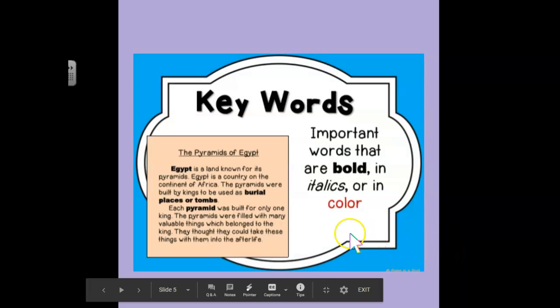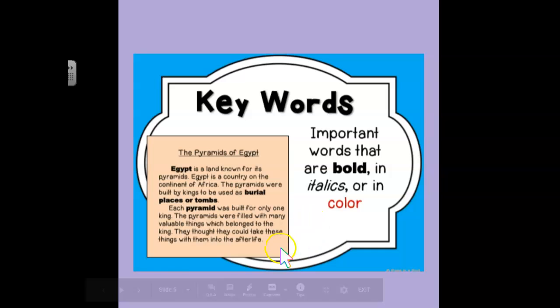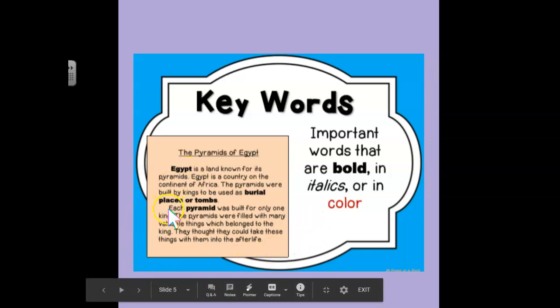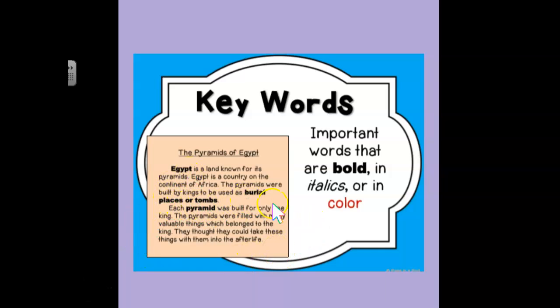Keywords are those important words in the text. These are usually bolded, that means in dark print. They can be italicized, using italics, that means slanted, or they can be colored or highlighted to make you pay attention to those important words.